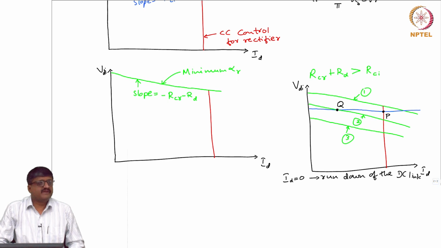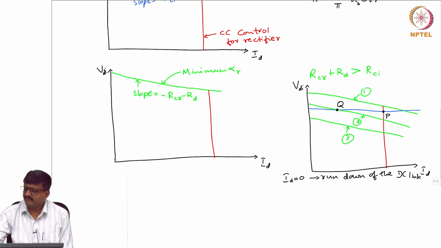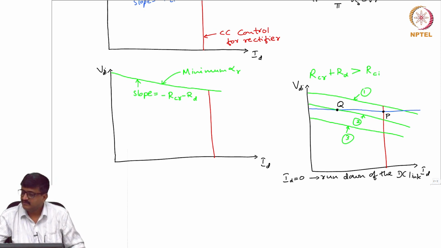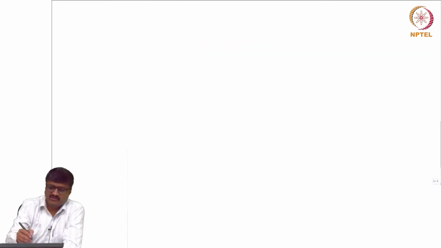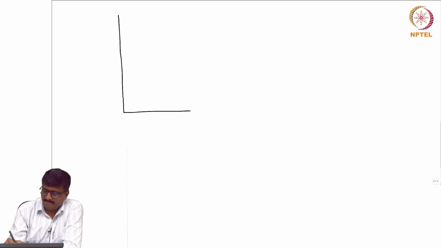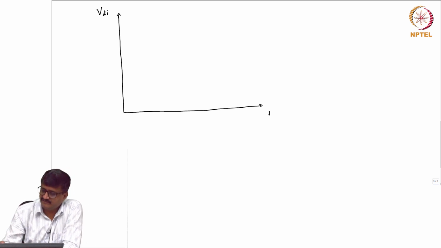Now, this has to be avoided. Rundown of the DC link means no power transfer, ID is 0 means no power transfer. So, to avoid this, what we do is we provide what is known as constant current control even at the inverter. So, let me try to redraw VDI as a function of ID.